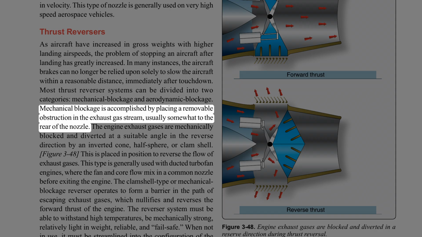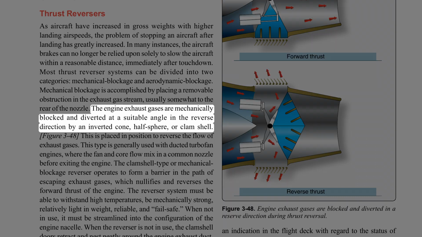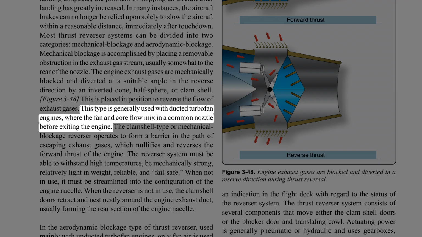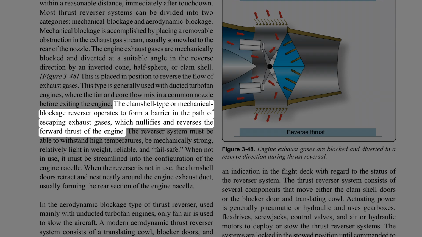Mechanical blockage is accomplished by placing a removable obstruction in the exhaust gas stream, usually somewhat to the rear of the nozzle. The engine exhaust gases are mechanically blocked and diverted at a suitable angle in the reverse direction by an inverted cone, half sphere, or clamshell. This is placed in position to reverse the flow of exhaust gases. This type is generally used with ducted turbofan engines, where the fan and core flow mix in a common nozzle before exiting the engine. The clamshell type or mechanical blockage reverser operates to form a barrier in the path of escaping exhaust gases, which nullifies and reverses the forward thrust of the engine.